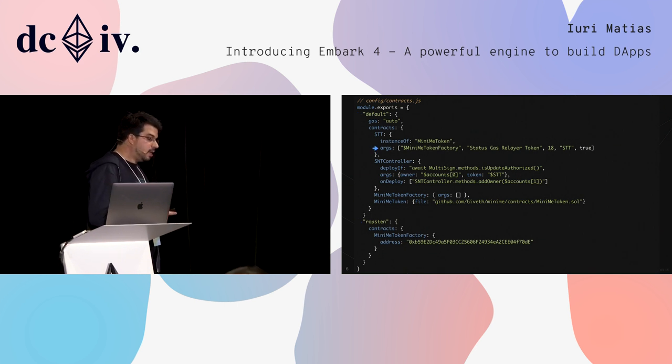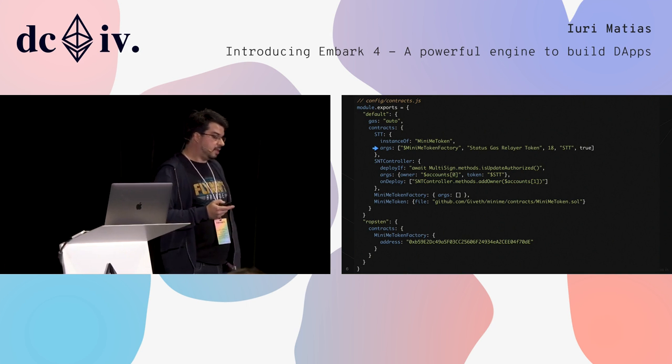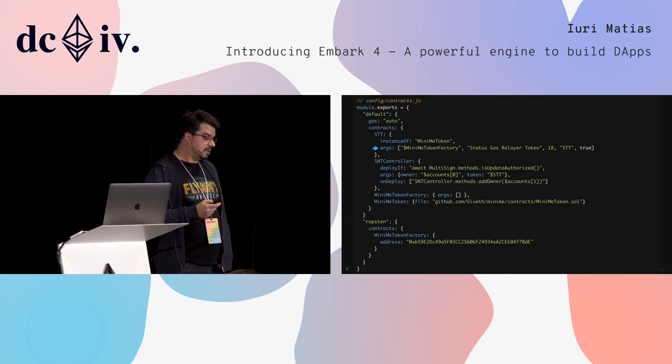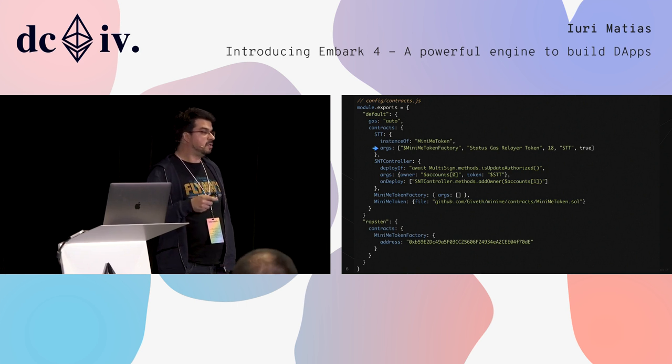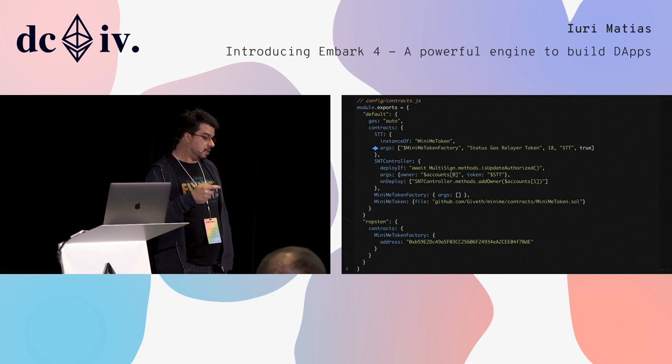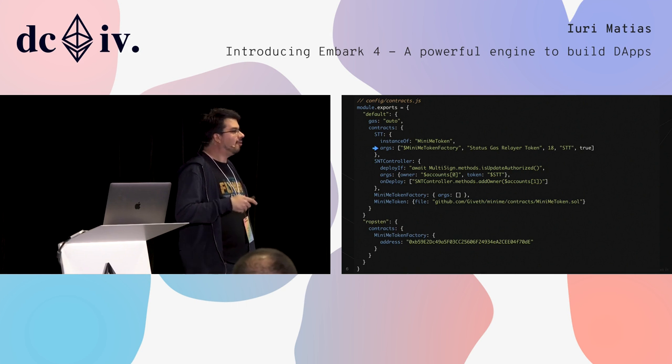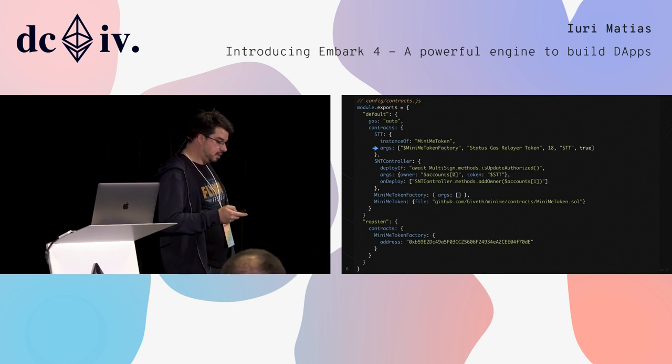Then here you can see the MiniMe token factory is being passed as a string with a dollar sign, and that's a special directive that tells Embark that for this argument this contract needs the address of this contract. So Embark with this knows that it first needs to deploy MiniMe token factory or get the address, and only then it should deploy this STT token.